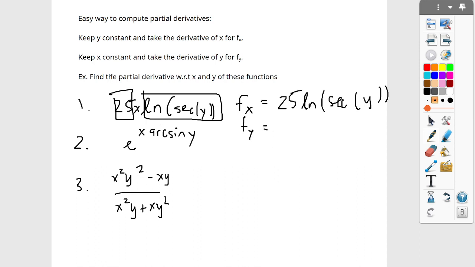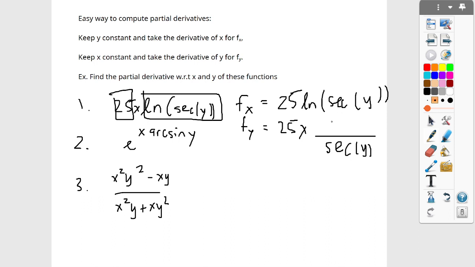So f sub y is a little bit harder because 25x is the only constant in this case, because everything else is manipulating y. So the natural log is manipulating the secant, which is manipulating y. So 25x is the constant, so 25x comes outside, and then we can use the chain rule to manipulate that. So whatever is at the top will be the derivative, and the bottom will be secant y, because the derivative of the natural log is 1 over whatever the function inside is multiplied by the derivative of the function inside.